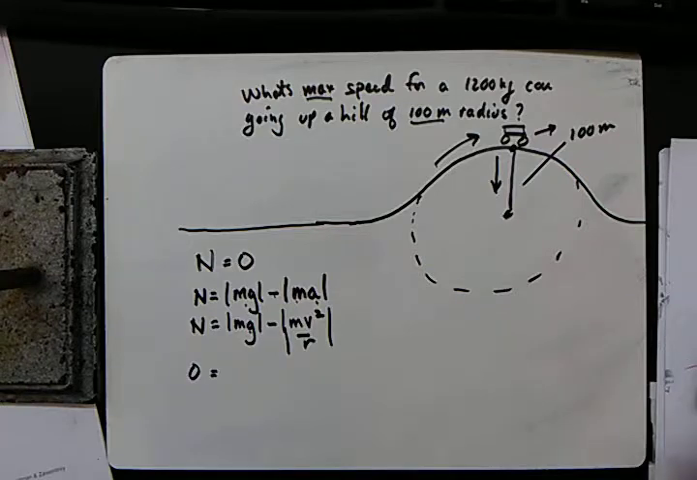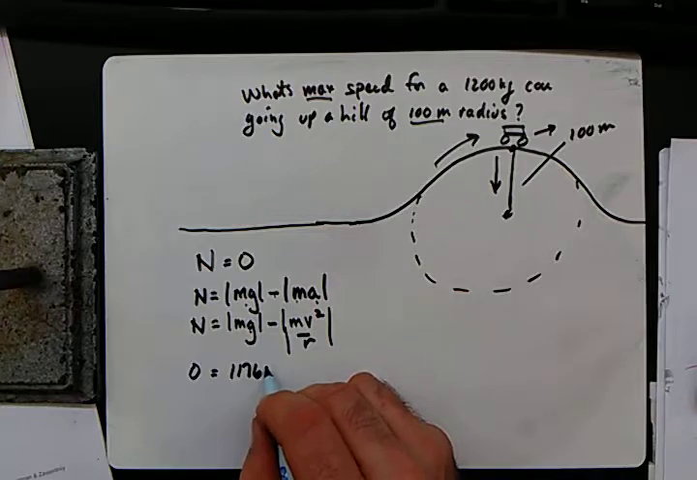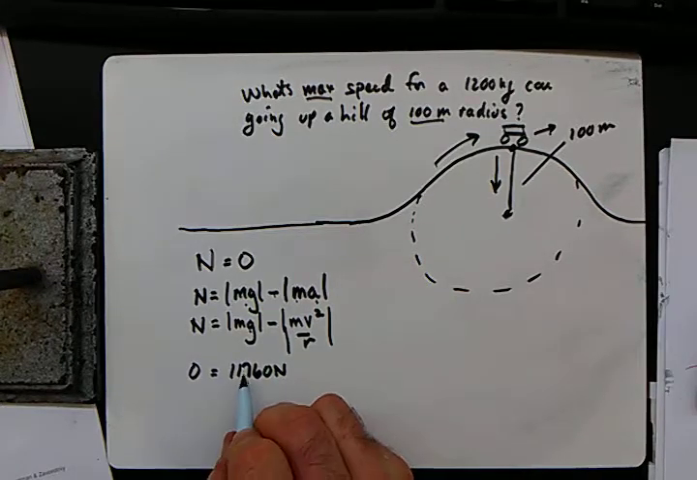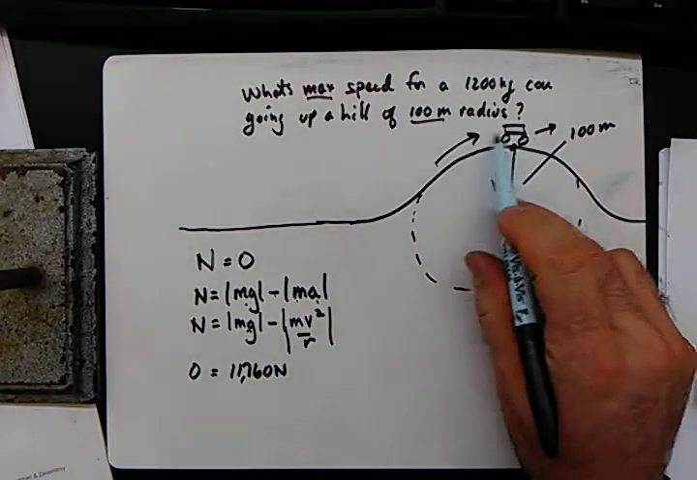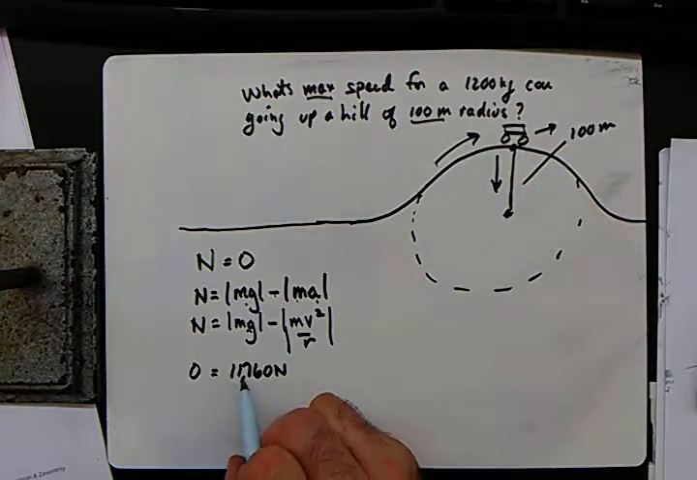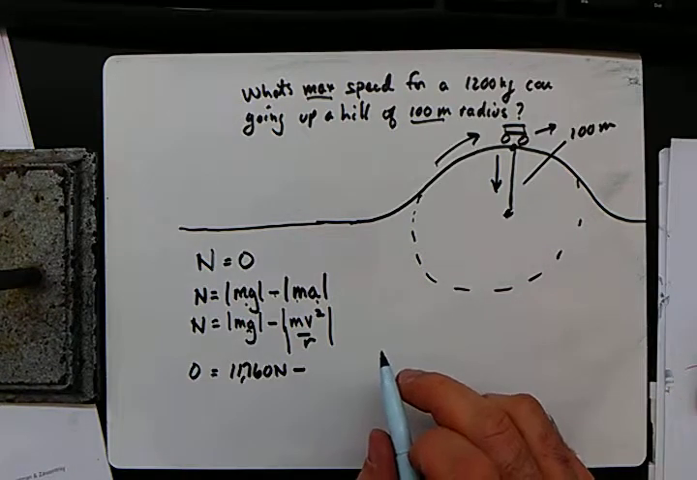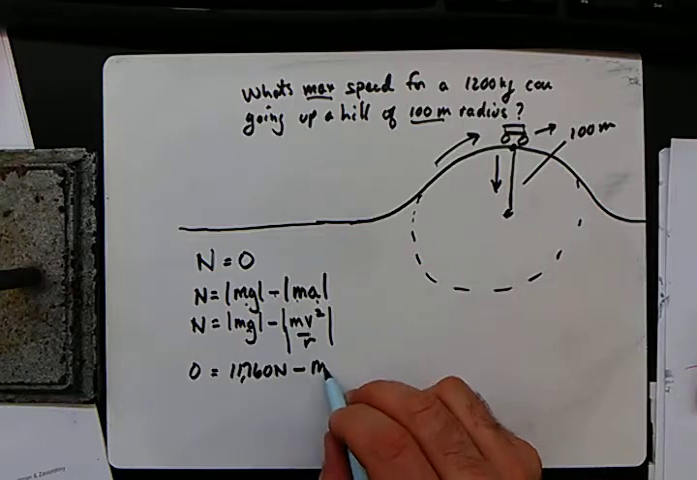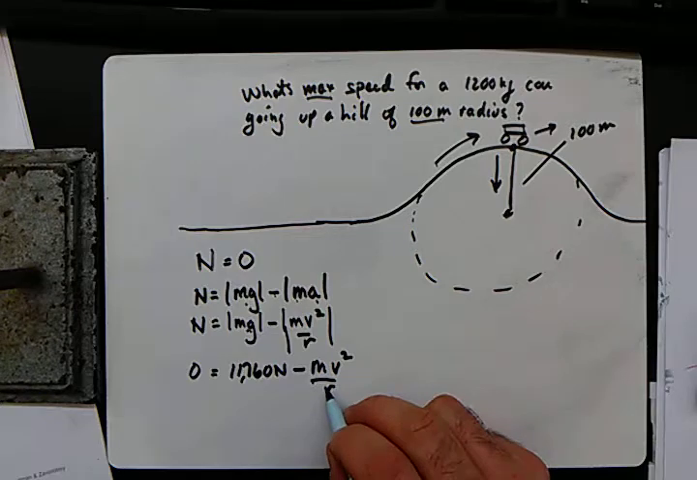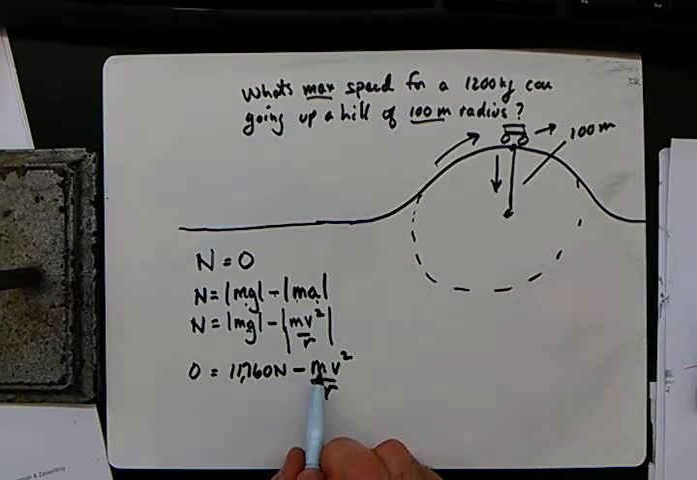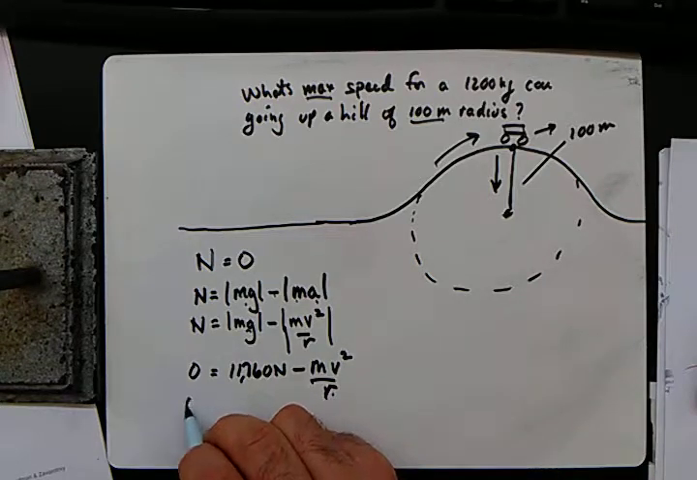mg, 1200, okay, 11,760 newtons. That's the weight of the car if it weren't accelerating. There's the weight of the car minus mv squared over r. Okay, so let's take the mass and the radius and put them in there.